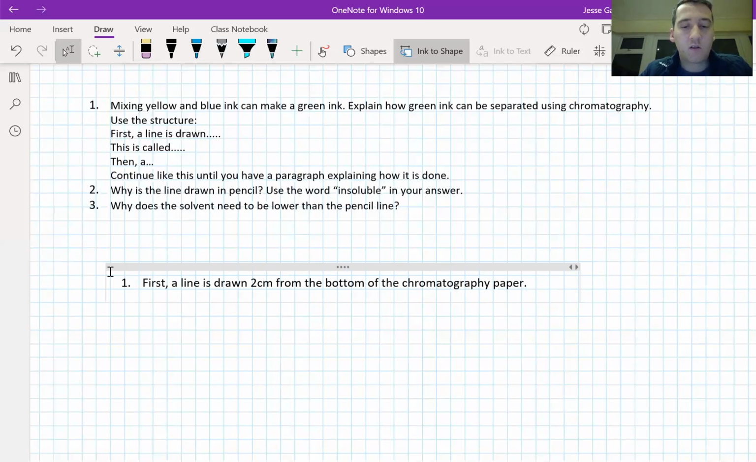What's the next bit? This is called. Okay, so this is called. Well, what is the chromatography paper called? So see, can you finish that sentence for me now on 3? Pause the video. Okay, so you should be watching if you've tried to finish that sentence. I'm hoping that you wrote something like this: this is called the stationary phase. Great, well done if you got that.